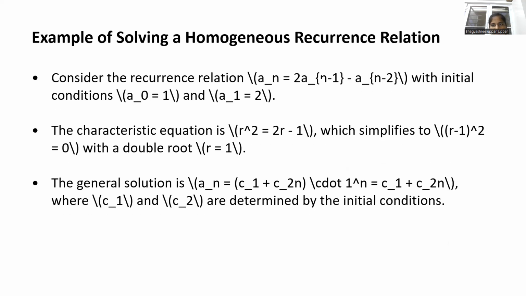Example of solving a homogeneous recurrence relation. Consider the recurrence relation a_n = 2a_(n-1) - a_(n-2) with initial conditions a_0 = 1, a_1 = 2. The characteristic equation is r^2 = 2r - 1, which simplifies to (r - 1)^2 = 0 with the double root r = 1. The general solution is a_n = c_1 + c_2 n, where c_1 and c_2 are determined by the initial conditions.